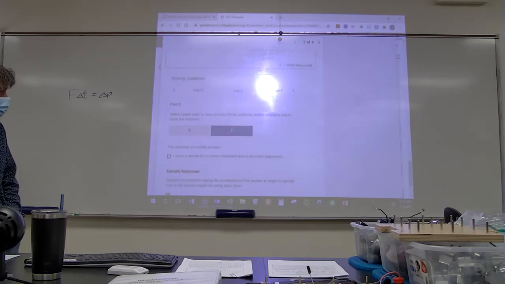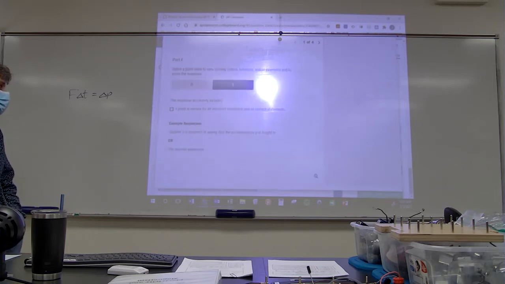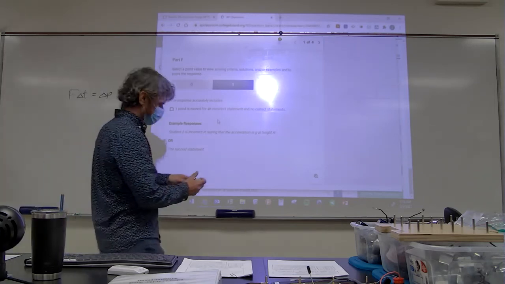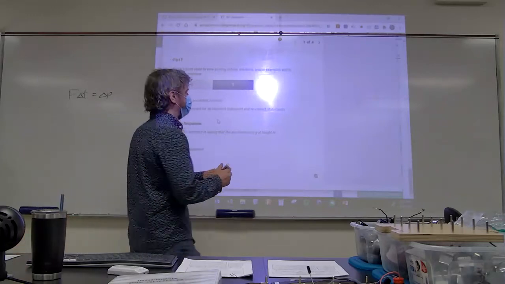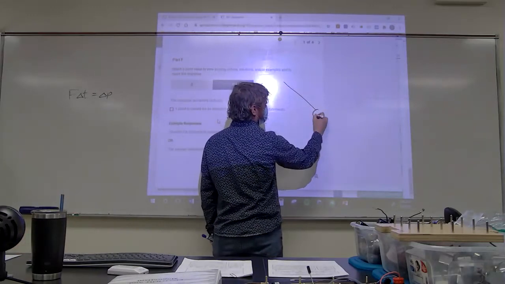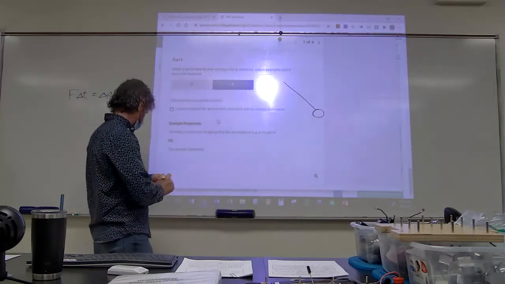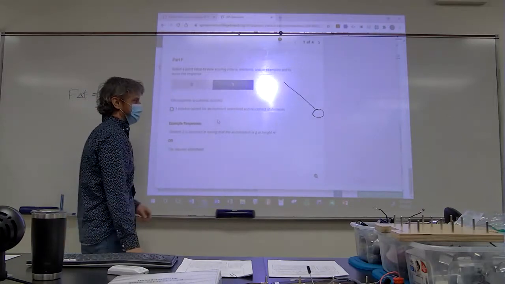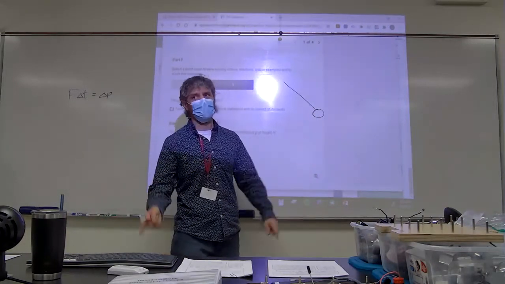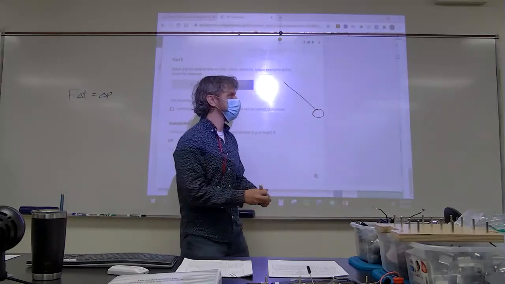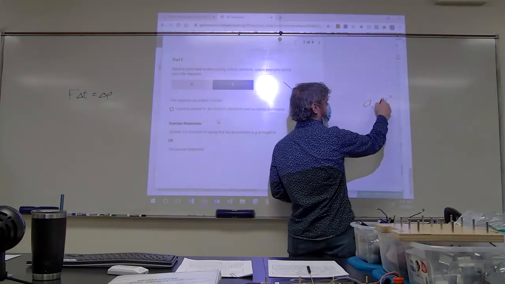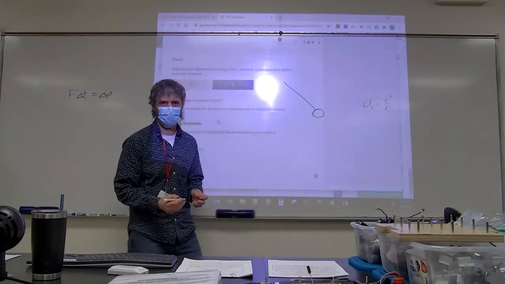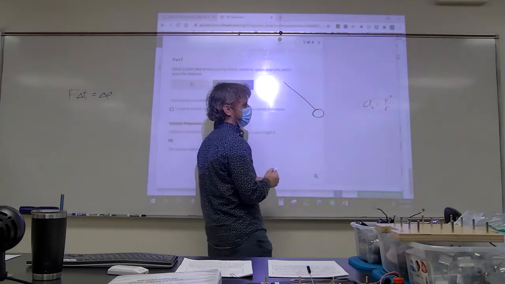Okay, so part F, though, student 2 is incorrect in saying that the acceleration is g at height h. And just so we all know why, in case you forget: when the thing is at height h, the acceleration is not 0. The centripetal acceleration is 0 because it's not moving in a circle at that point. Centripetal acceleration is speed squared over r. If speed's 0, centripetal acceleration is 0.